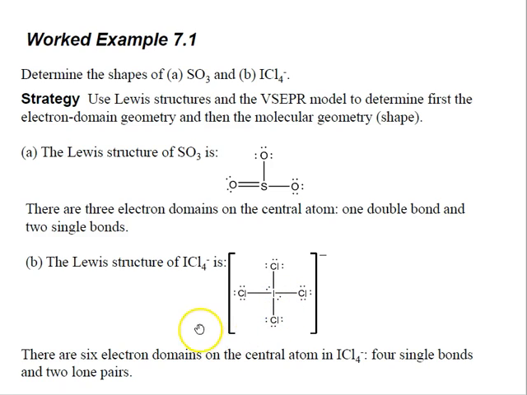You'll also notice in this example, it has 6 total things attached to it. We have 4 chlorines and then the 2 lone pairs. This would be 4 single bonds and 2 lone pairs. So then you'd find which category that fits in. So take a moment, look those up, and make sure they agree with what we show you on the next slide.